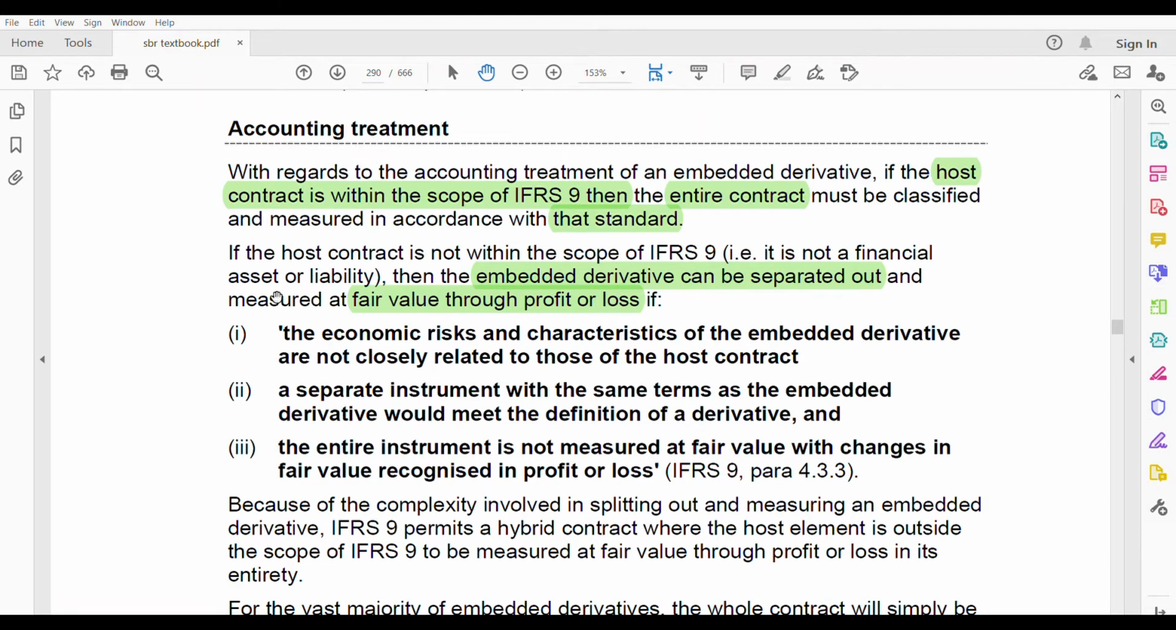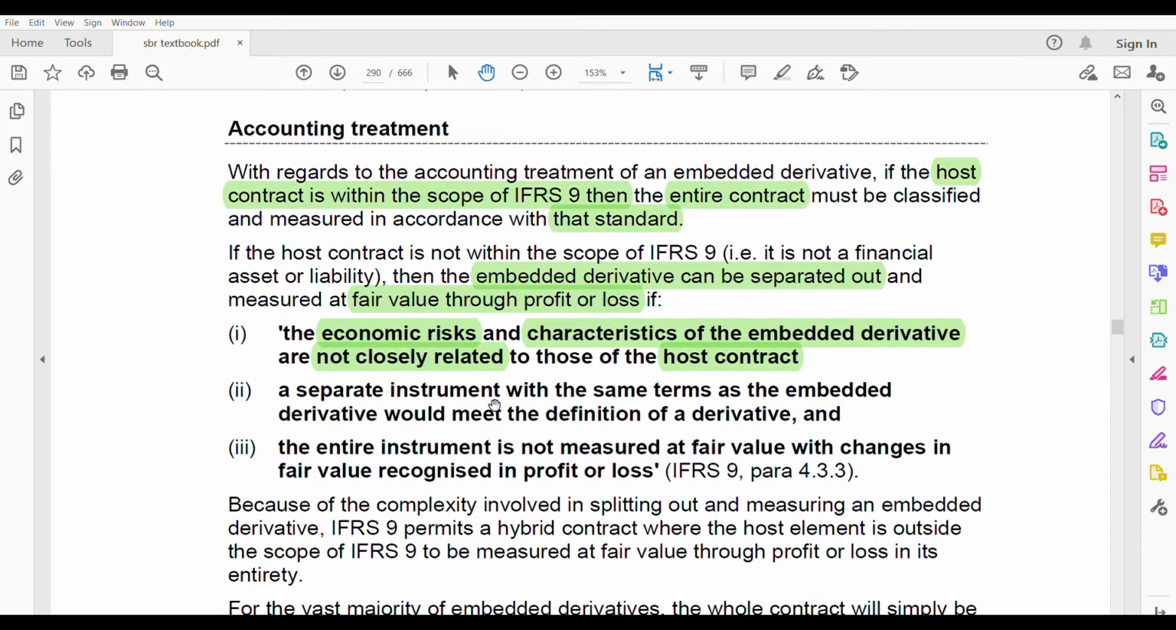You need to separate out and measure at fair value through profit and loss if these conditions are there. First, the economic risk and the characteristics of the embedded derivative are not closely related to those of the host contract. Then you have to measure at fair value through profit and loss.